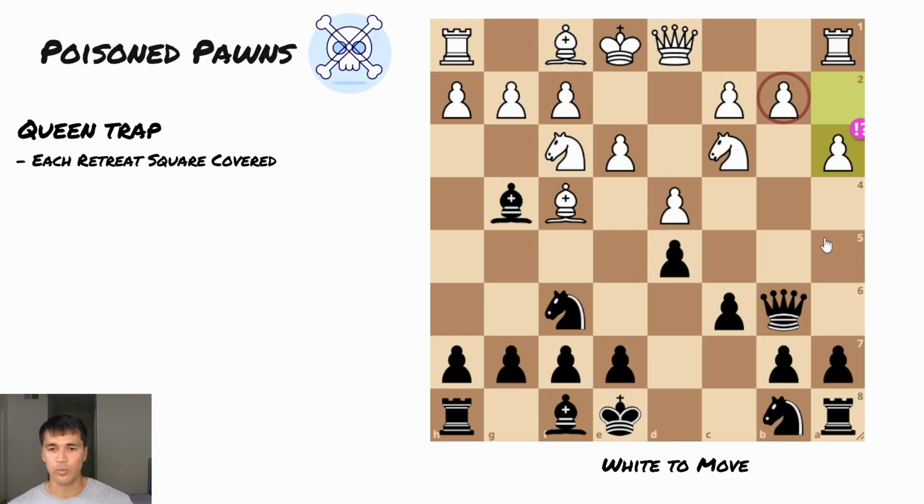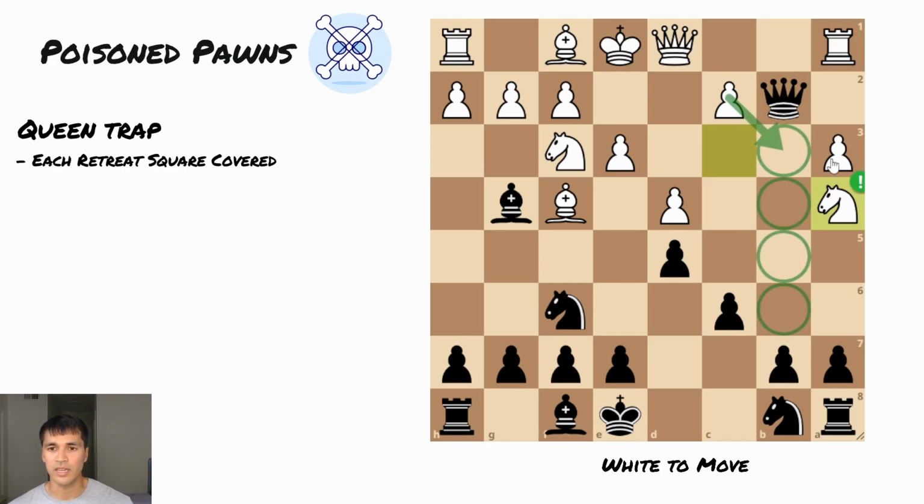Try to picture in your head what would happen if black takes that pawn with their queen. What would white do in order to trap the queen? So if black takes the pawn with their queen, white is going to play their knight out to a4, and each square that the black queen could retreat to is being covered by a different piece. And remember, this only works because of the a3 pawn. And now, if black doesn't move the queen, it's just going to lose it.